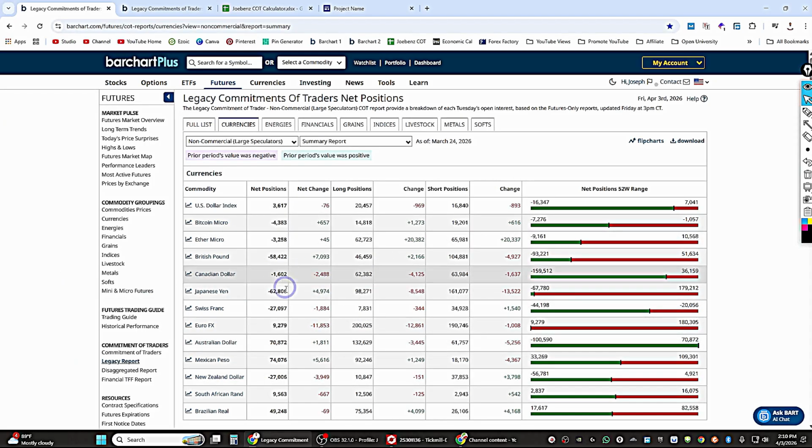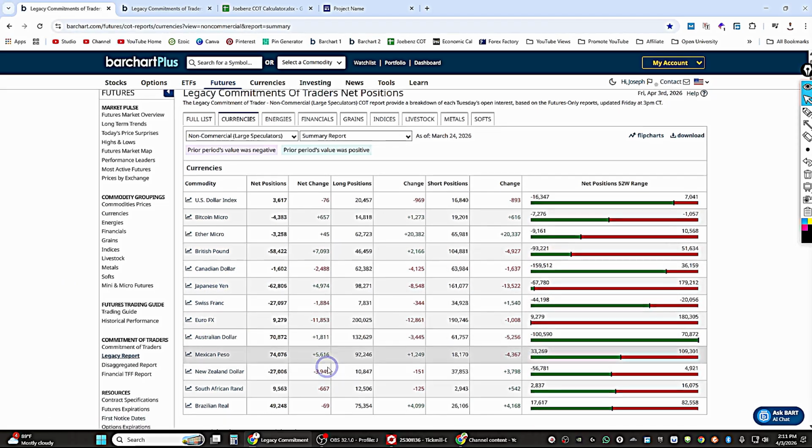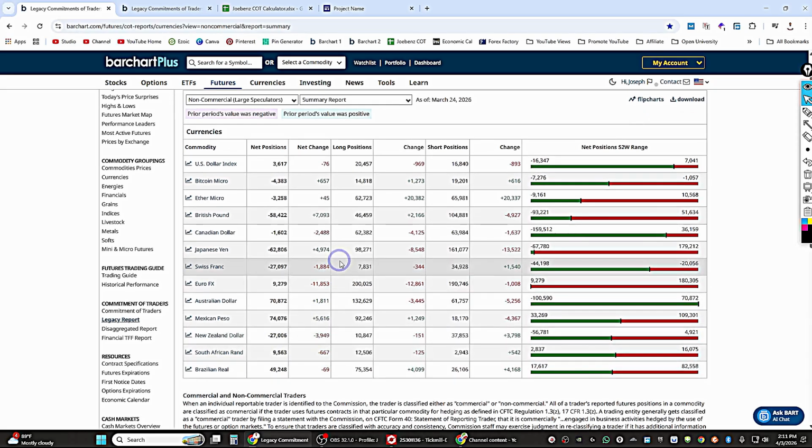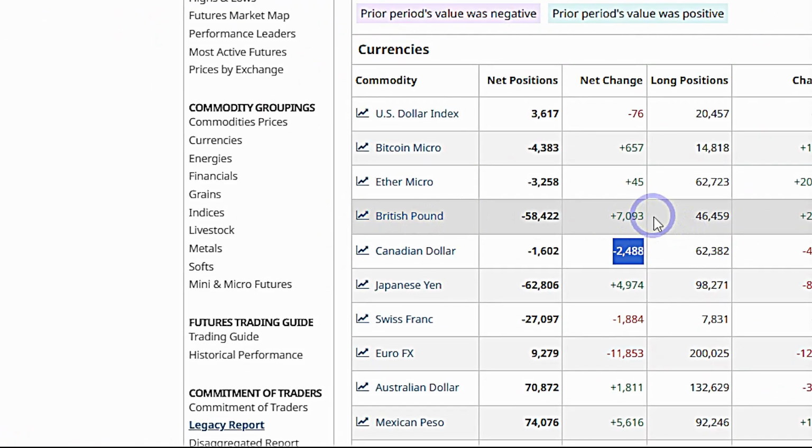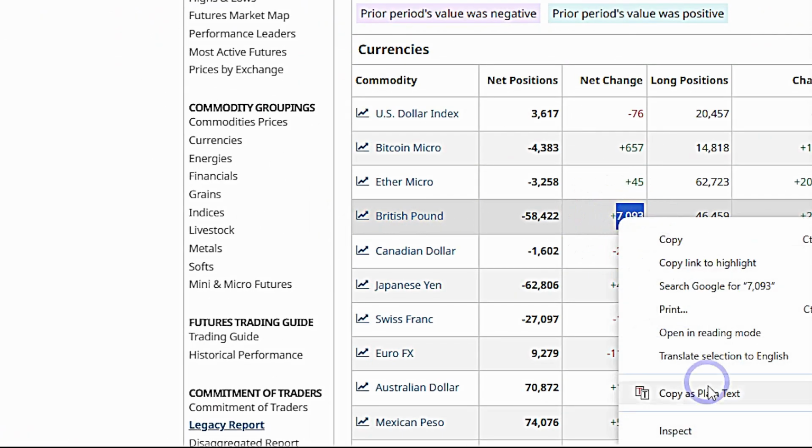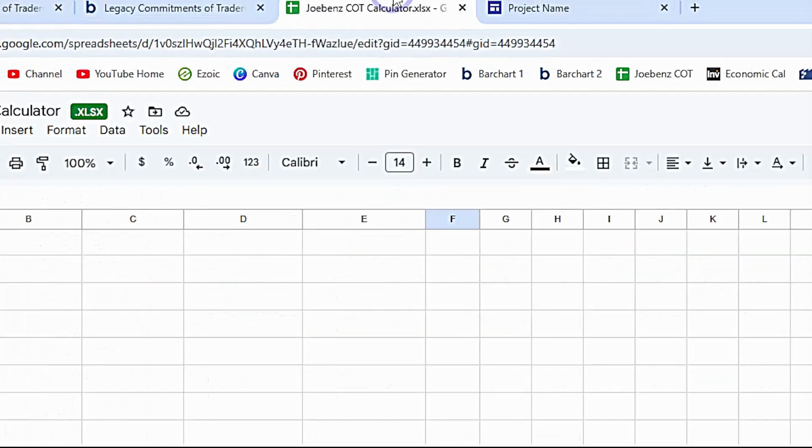Let's look for some data here. I'm looking for maybe pounds against, let me look at which value here has a huge value that I'm looking for. Canadian dollar. Okay, let's look at pounds COT, which is both of them here. Look at it. Pounds is plus 7,093. Let's copy this value here and go to our calculator.